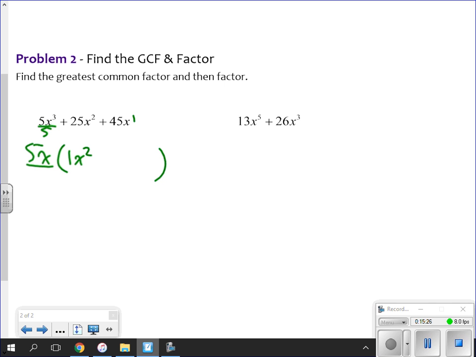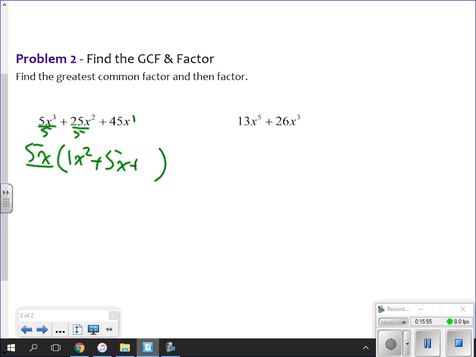Okay. And then I go to the next one. I do the same thing. I have plus because I had plus there. I took out the 5. So I had 25, pulled out 5. What's left behind? What's 25 divided by 5? 5. Remember, you can use your calculators if you need to. And how many x's did I have? I had 2. How many did I take away? 1. So I got 1 left.